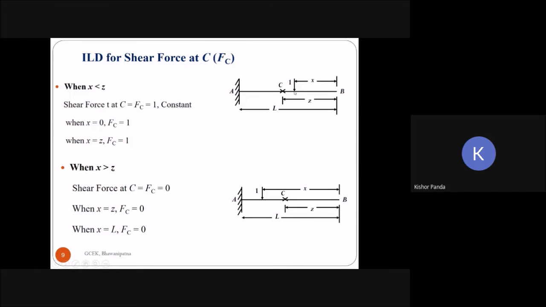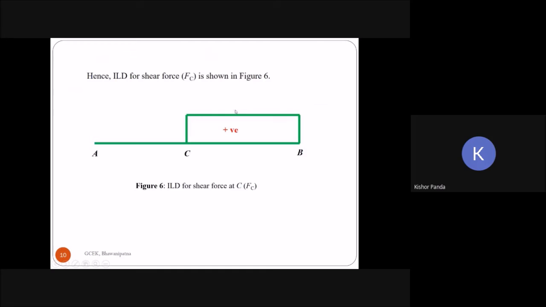This is constant. When you take the unit load at B, Fc is equal to 1, and when the unit load is present at C, Fc is equal to 1. That is, when x is equal to 0, Fc is equal to 1, and when x is equal to Z, Fc is equal to 1. Shear force Fc is 1 at B, and at C also Fc is 1.